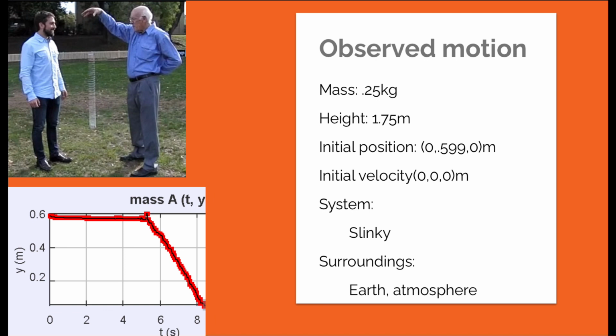So the observed motion tracks the slinky falling, and it tracks the bottom part, where the slinky's mass is 0.25 kilograms. The height of the drop is 1.75 meters. The initial position of the bottom of the slinky is 0.599 meters, and its initial velocity is 0 meters per second. The system is the slinky, and the surroundings are Earth and the atmosphere.